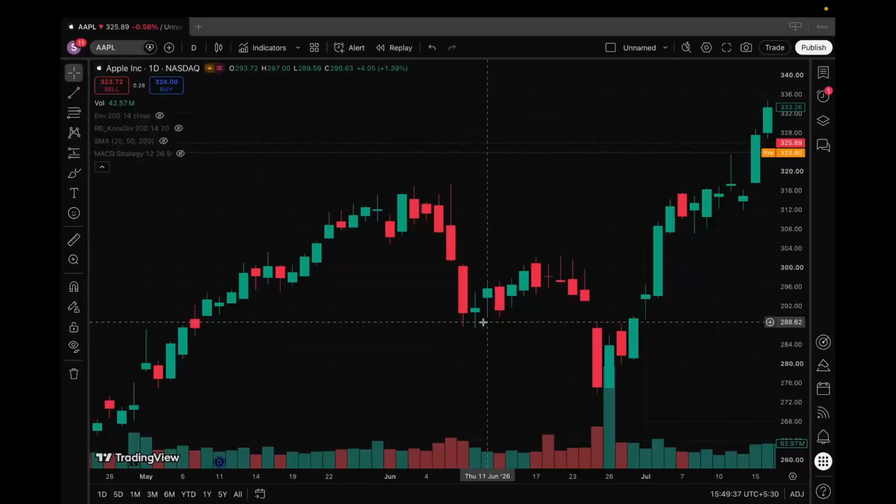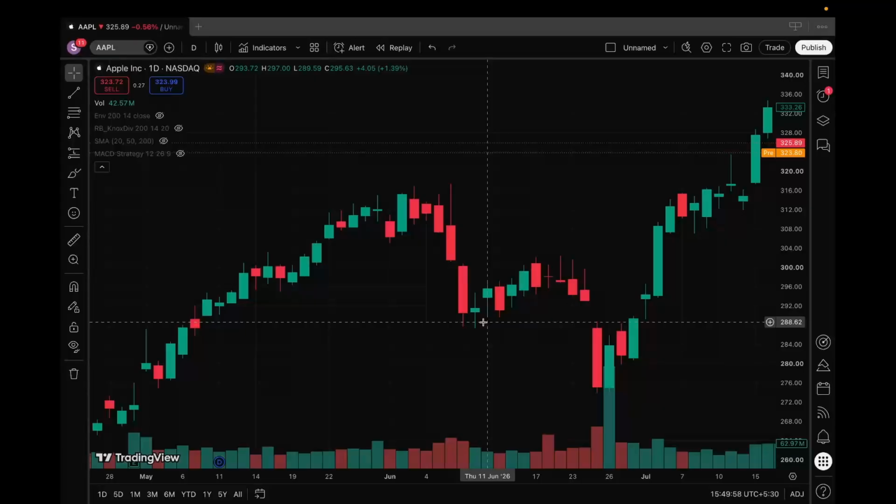Now, this is why the wicks matter. A long top wick means the price tried to go higher but got pushed back down. Sellers came in and rejected that higher price. A long bottom wick means the price tried to go lower but got pushed back because buyers came in and rejected that lower price.